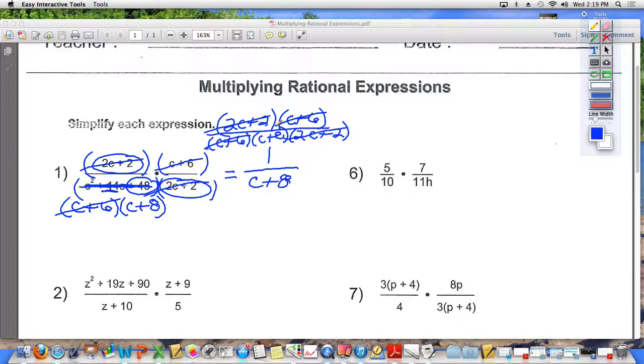Number 6, 5 over 10 times 7 over 11h. If you can reduce things, reduce them to begin with. 5 over 10, what does that reduce to? 1 over 2. Do that up front if you can. Now just multiply the leftovers. We have a 1 on top times a 7 on the top. What does that give you? 7 on the top, and then we have 2 times 11h, which is 22h.